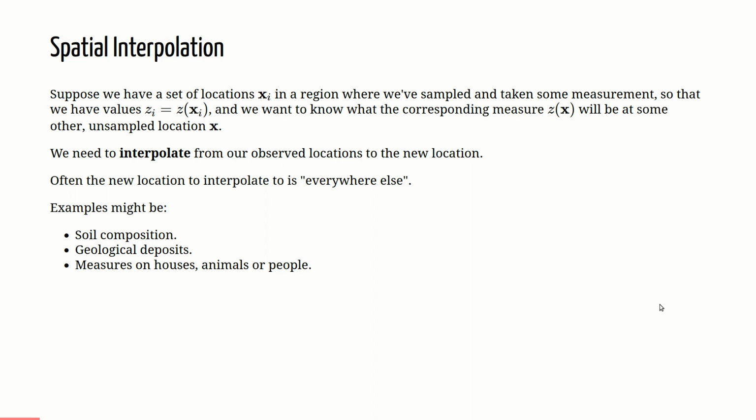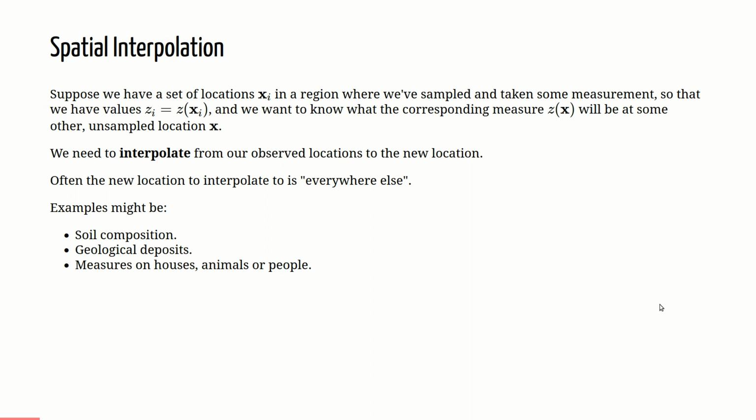And typically the new location is everywhere else, right? So we want to know what that measure is that we've measured at just a small number of points across the region, everywhere. So examples might be soil composition. At a bunch of locations across an area, you sample the soil and put it through some machine that tells you the breakdown of the products in the soil, and you then want to infer what those proportions of the different products are across the entire region that you're looking at.